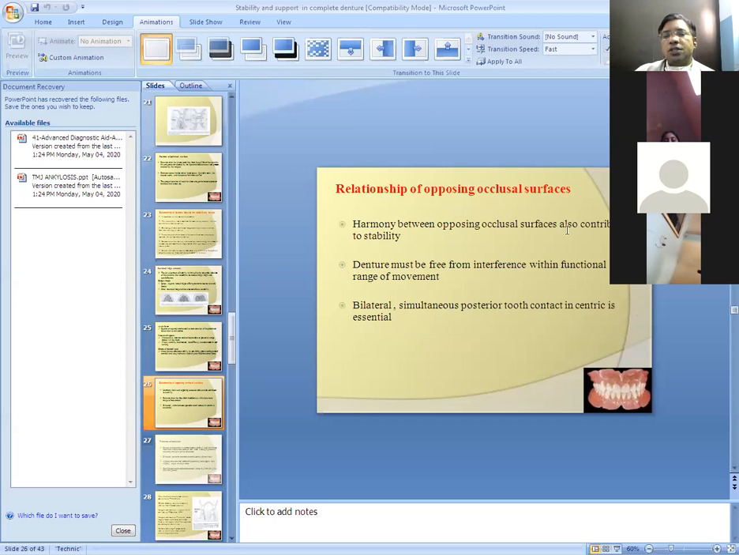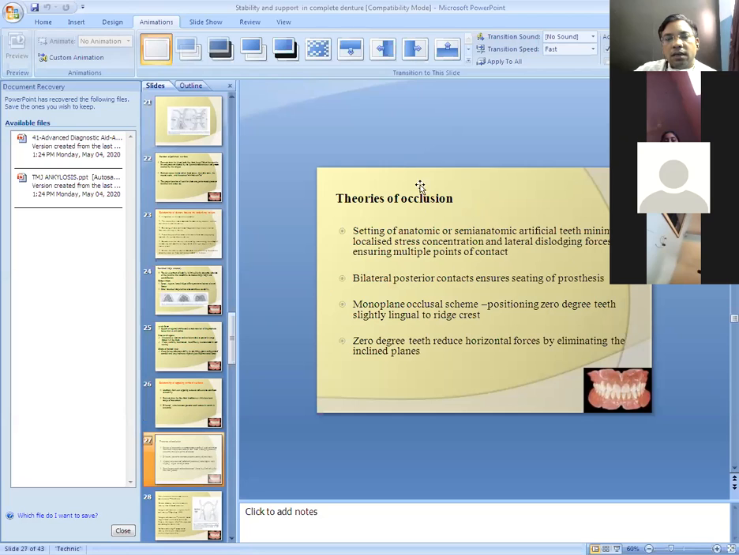Then the relationship of the opposing occlusal table. There should be harmony between the opposing occlusal surfaces; that will contribute to stability. The denture must be free from interferences throughout the range of movement. That means the occlusal table, your lower teeth arrangement, should be at the corner of the mouth or below the corner of the mouth. Then the tongue will rest over the occlusal table, which means stability is more. If the occlusal table is high, then the tongue will rest below the denture and lift the denture away. That means stability is less. Those are the factors that affect the stability: the opposing occlusal surface.